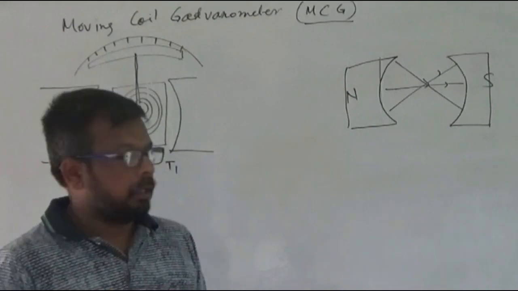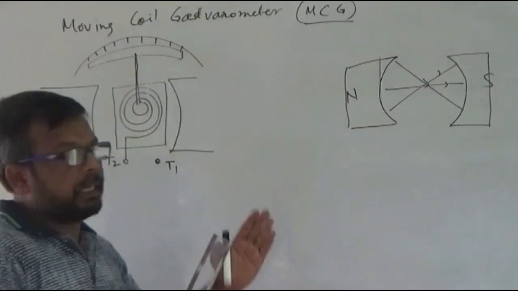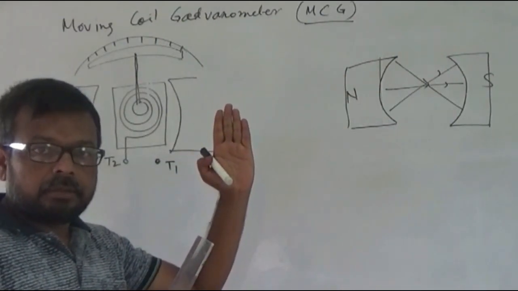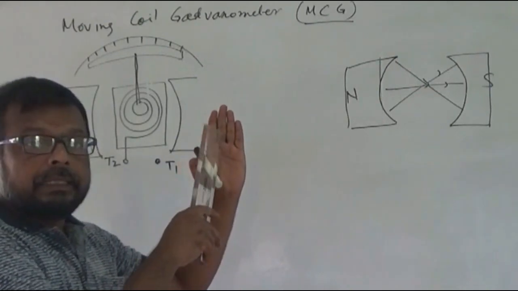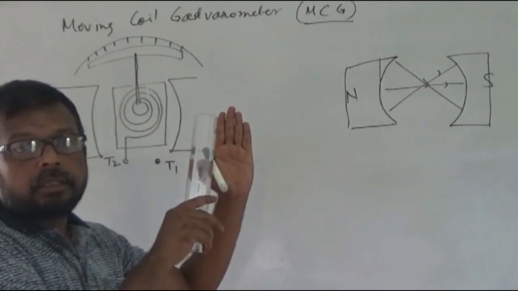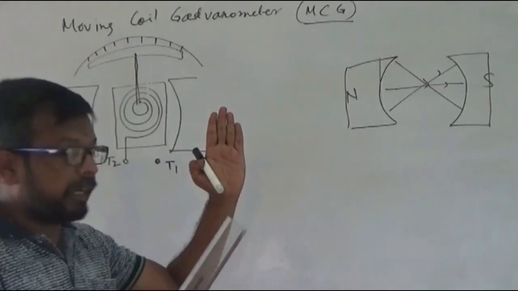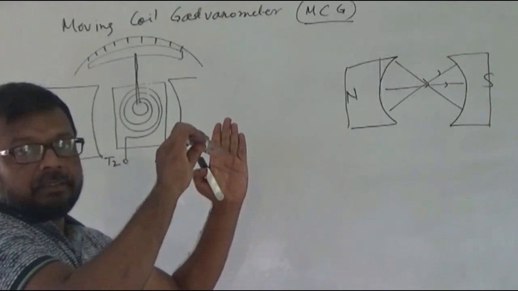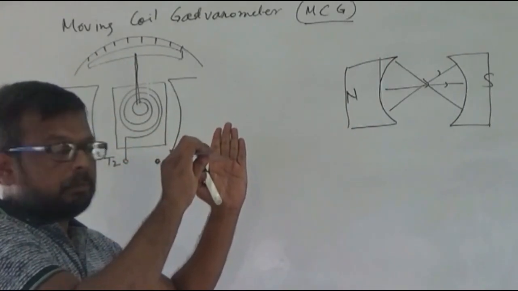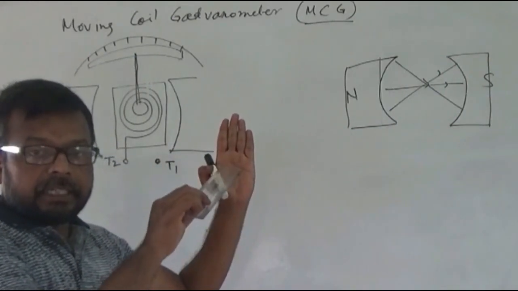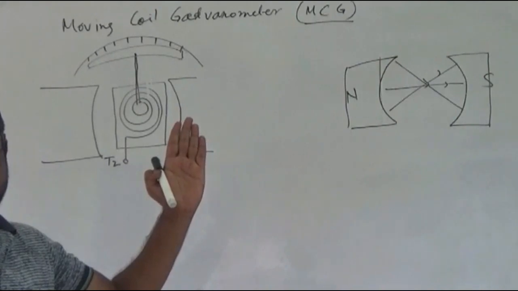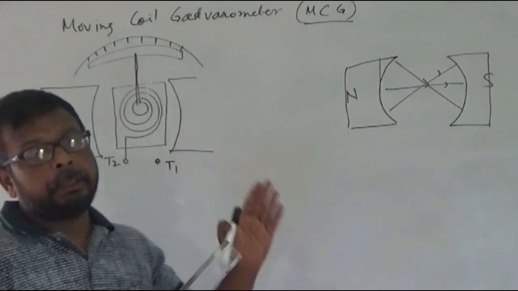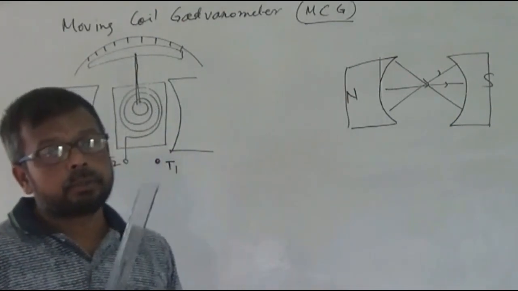So for the suspended coil galvanometer, the thread will be twisted and the mirror will be rotated. Now if the mirror rotates, this is the incident ray. The direction of the incident ray is the same. The mirror is rotated, then the reflected ray will be rotated, right? If the mirror is rotated by theta, then the reflected ray will be rotated by 2 theta.